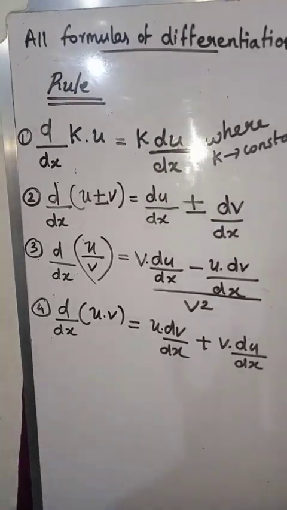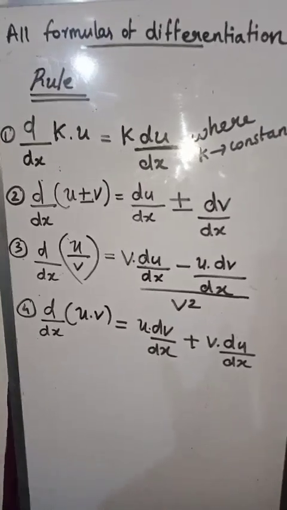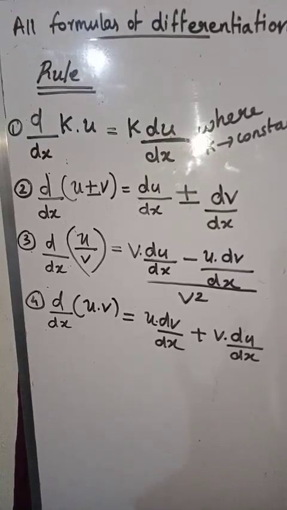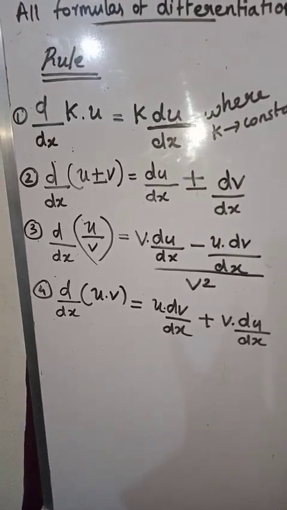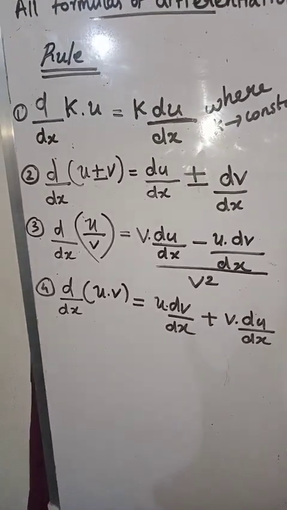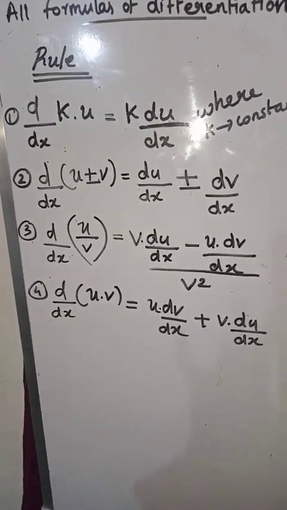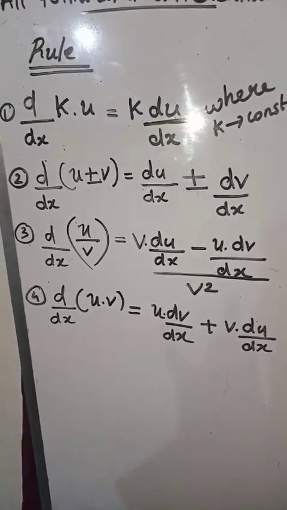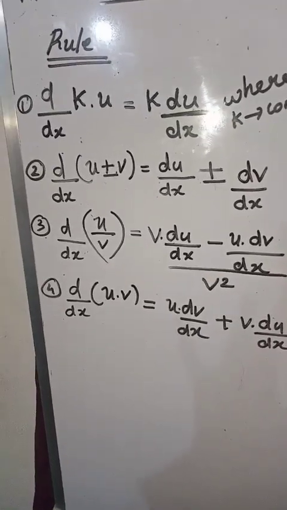Next is d by dx of u plus or minus v is equal to du by dx plus or minus dv by dx. So in the case of addition, we differentiate each term u and v separately. So it comes like this: du by dx plus or minus dv by dx.